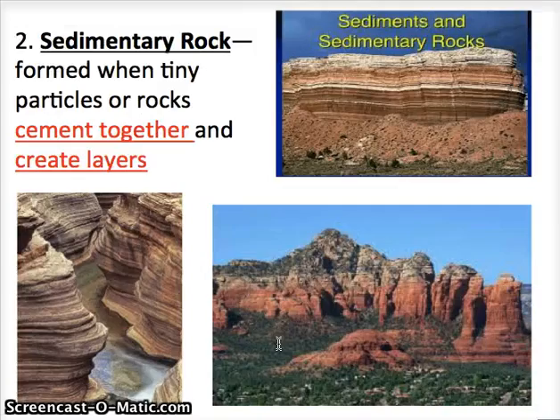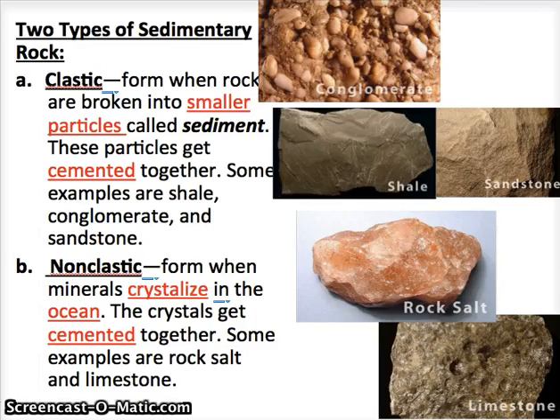The second type of rock is called sedimentary rock. Now you can tell if a rock is sedimentary if you can see layers like this. These are all types of sedimentary rocks. Sedimentary rocks form when tiny particles or rocks cement together from tons of pressure and time. There's two types of sedimentary rocks.